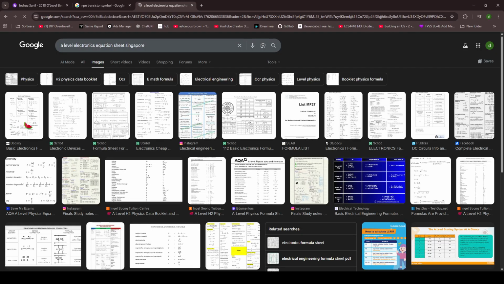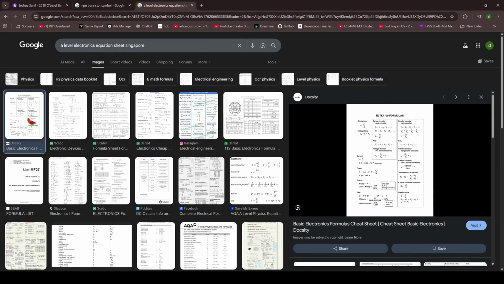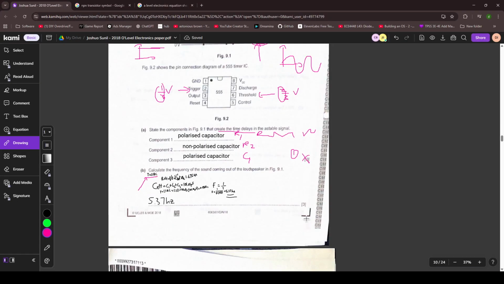Wow, no one cares about electronics. No one cares about electronics. Damn. Okay, yeah, so basically this entire thing is wrong.